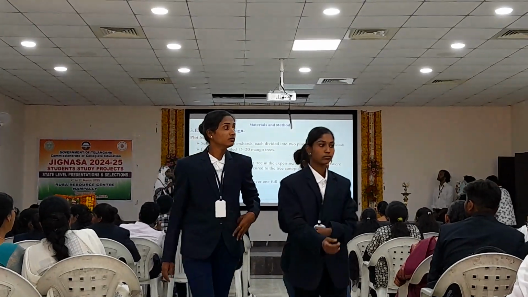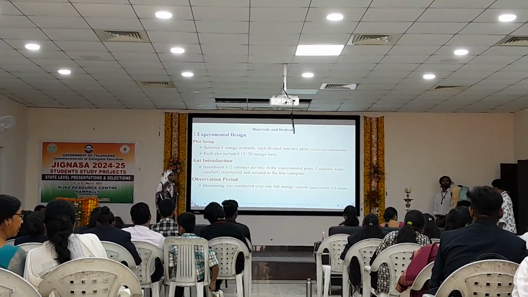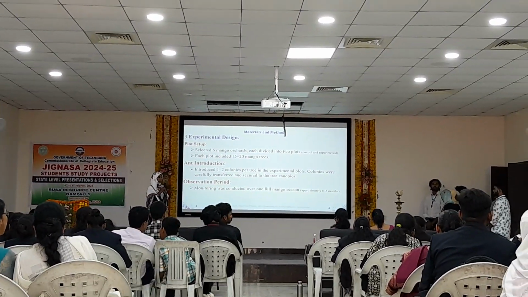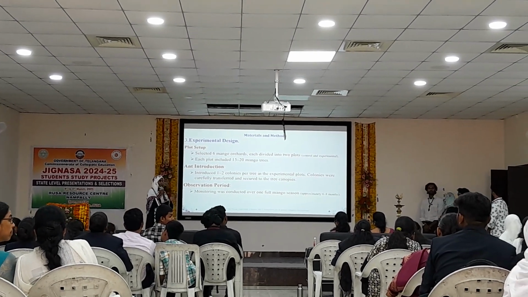Selected 6 mango orchards split into control and experimental plots, and each plot had 15 to 20 mango trees. In the experimental plots, 1 to 2 weaver ant colonies were added per tree. Monitoring was observed over the mango season, about 6 to 8 months. Next, data collection. Next slide, please.